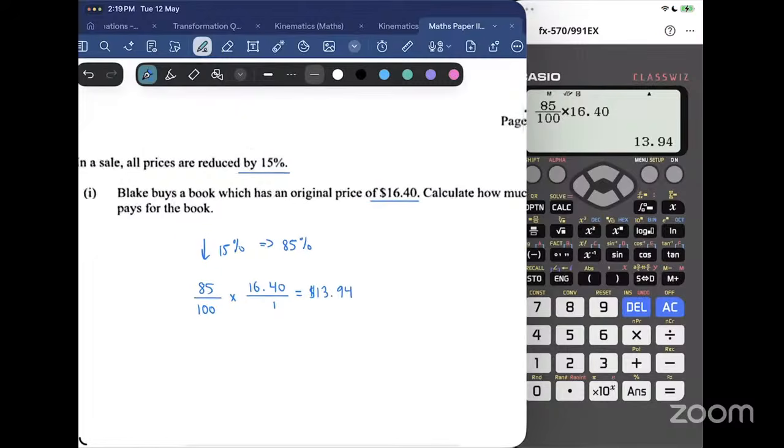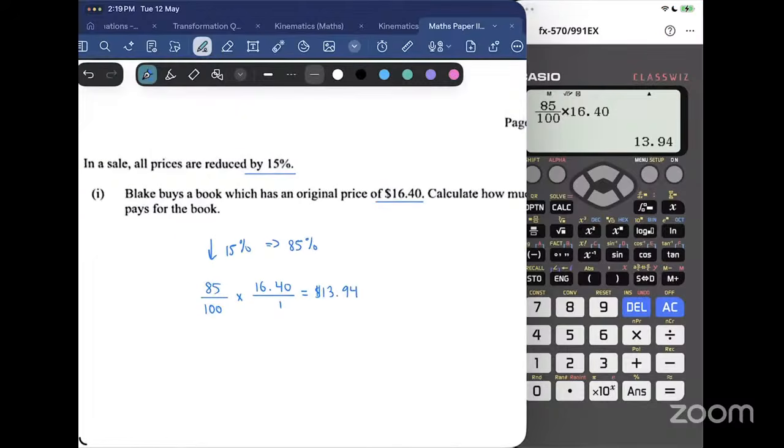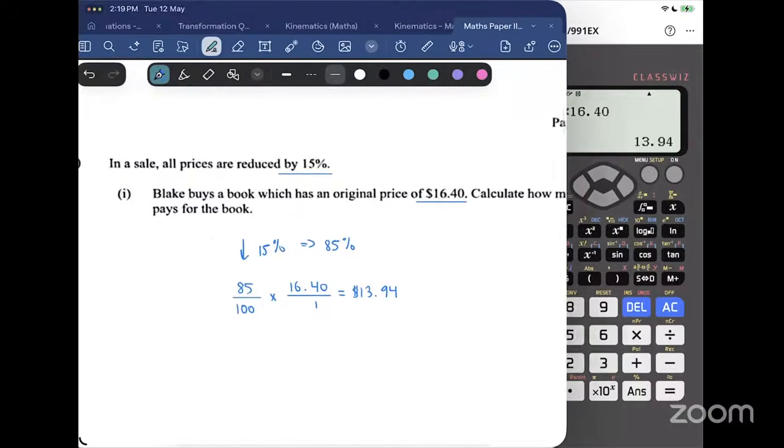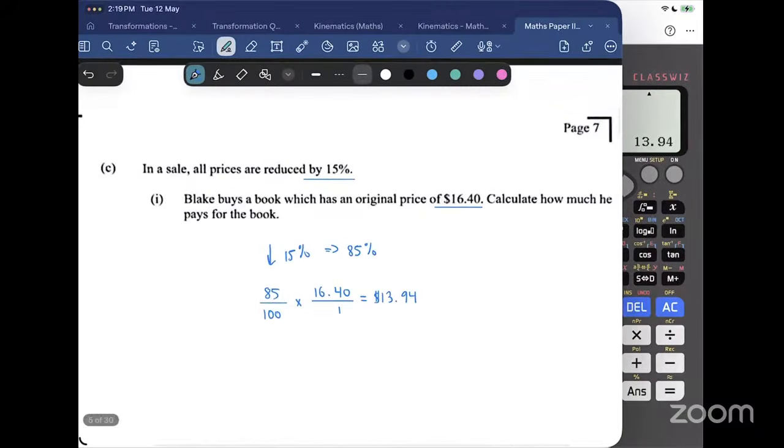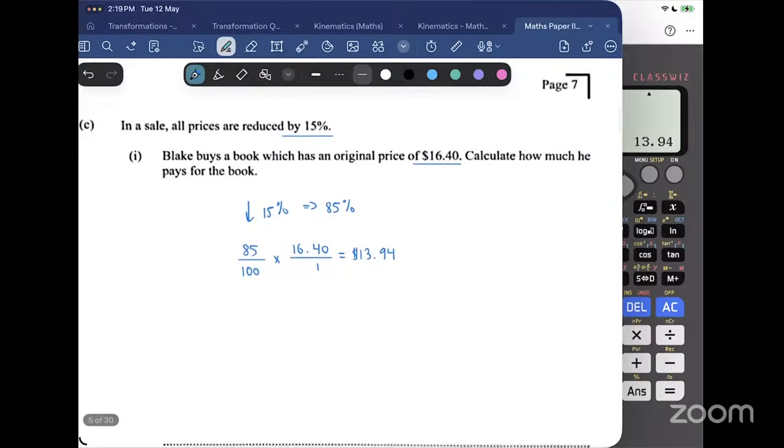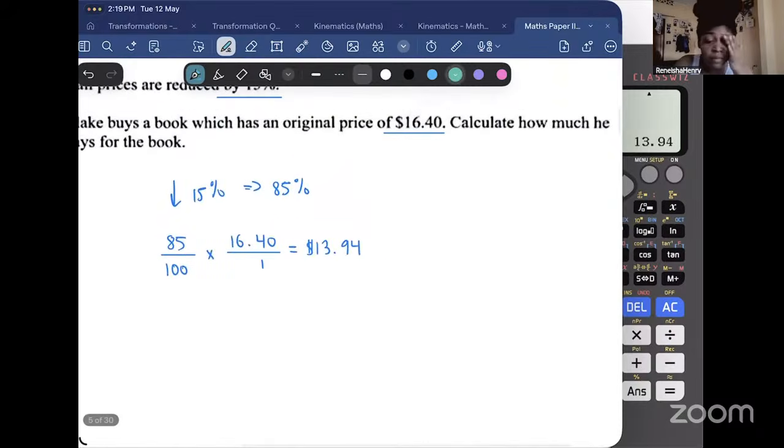Nah, I didn't get that. What did you do? I ended up multiplying by 15% and then taking it away. Yeah, that's what I did too, and I still get the answer. Me too.